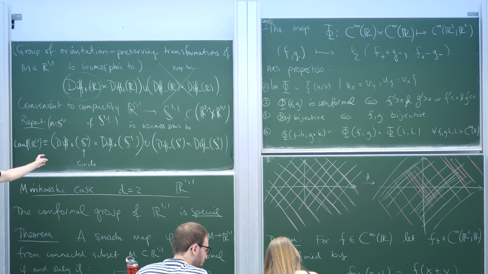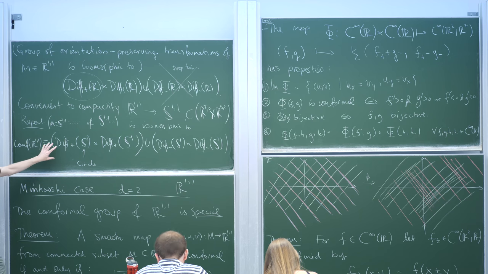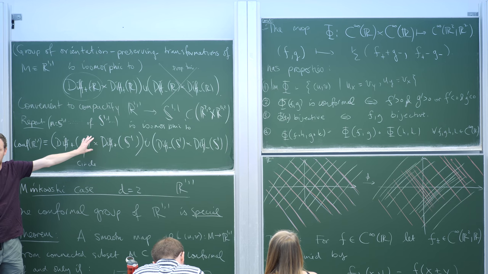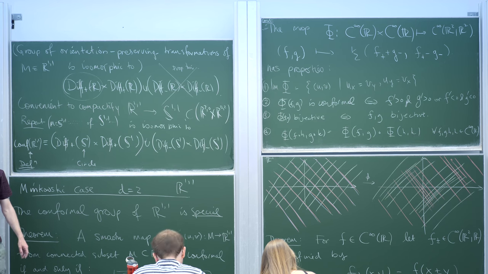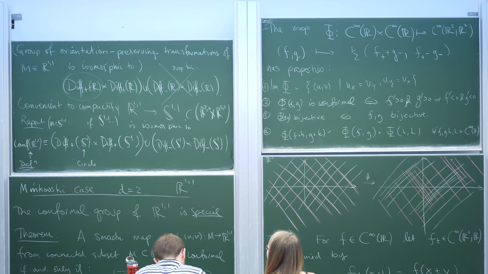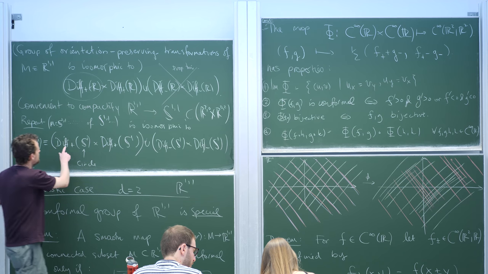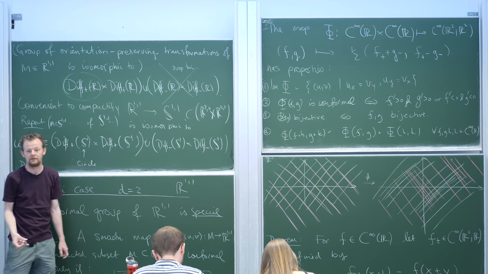Now, for various reasons, we define the conformal group of R1,1 to be this, the compactified version. So there's a definition. You don't get to argue with the definition. Well, you can say it's semantically misleading, which it is in this case, but that's what we've got. The conformal group of Minkowski space is defined to be this thing here.